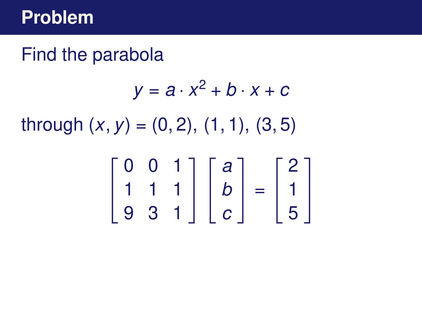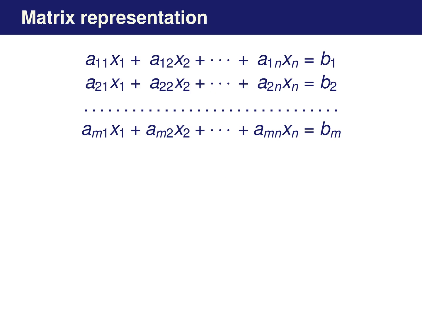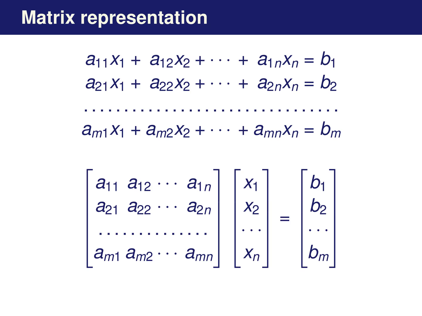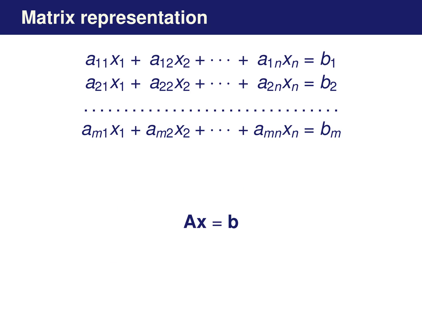Before solving this problem, let's consider the solution to a general linear system. Here's a general linear system of equations for n unknowns and m constraints. We can write this system as a matrix equation, using the product of an m by n coefficient matrix and an n-dimensional vector of unknowns on the left-hand side, and an m-dimensional vector of constants on the right-hand side. We can interpret this equation as a linear operator A, mapping a vector x into the vector b, and we need the vector x that satisfies the equation Ax equals b.